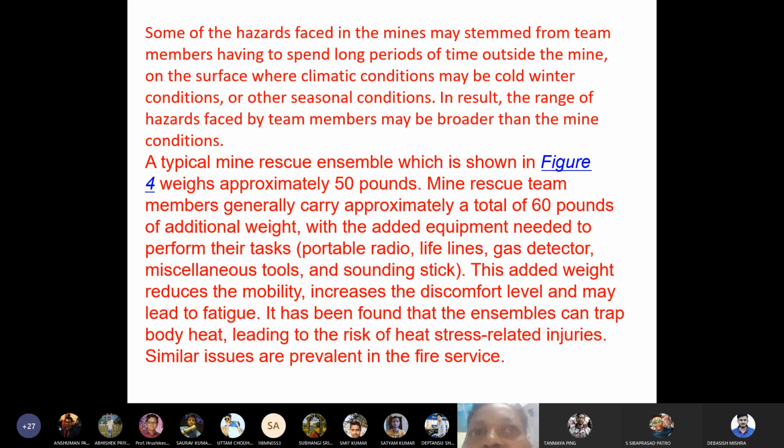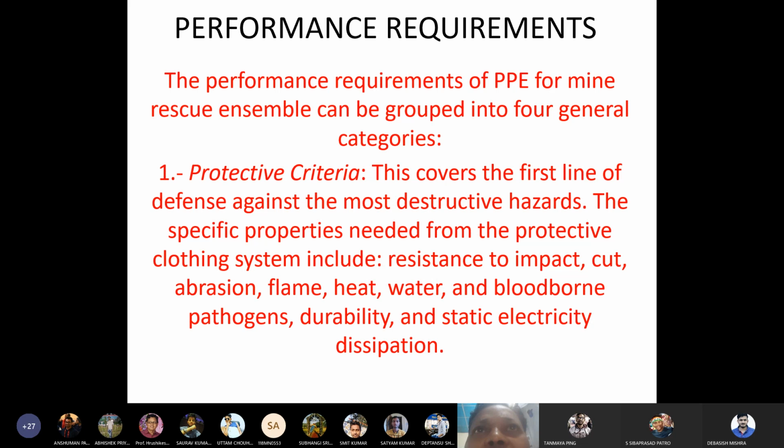Similar issues are also prevalent in the fire service. Therefore, you have to carry out the performance evaluation of the mine rescue equipment. Personal protective equipment (PPE) for mine rescue can be grouped into four general categories. One is protective criteria.